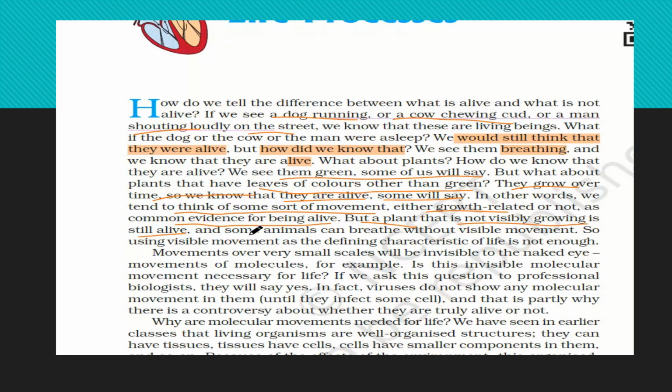Some animals can breathe without visible movement also. So using visible movement as the defining characteristic of life is not enough. You cannot tell that a thing which is having movement is alive. A car is also movable, a cycle is also movable, a motorbike is also movable, but they are not living beings, right? So there are certain life processes which should be there in our body. Our body should maintain those life processes to make us alive.